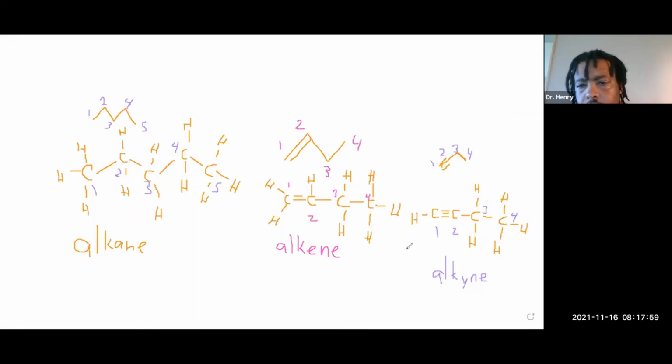So anyway, this is also considered to be an unsaturated hydrocarbon because, again, it had that triple bond. So if you have a double bond or triple bond, it's considered to be unsaturated. If it's all single bonds, like here, then it's saturated.